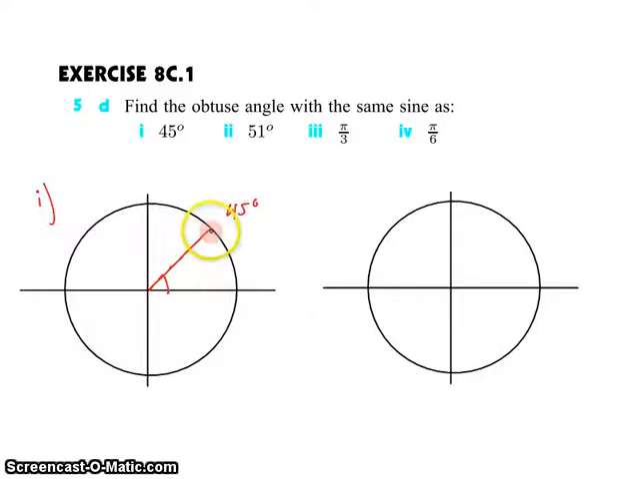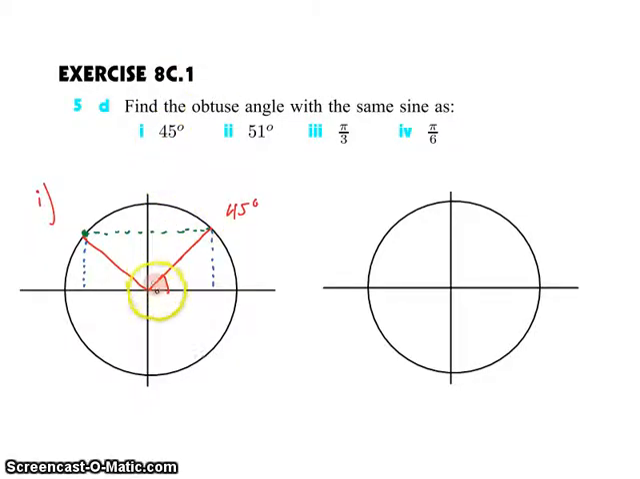Well, 45 degrees has a certain sine component. It has a certain vertical component. The sine of 45 degrees is the height of this red line. We want to look for an obtuse angle that has the same height. So we want to go over. Everything on this green line has the same height, but only here is another angle. This angle is going to have the same height as 45 degrees, and so it will have the same sine as 45 degrees.